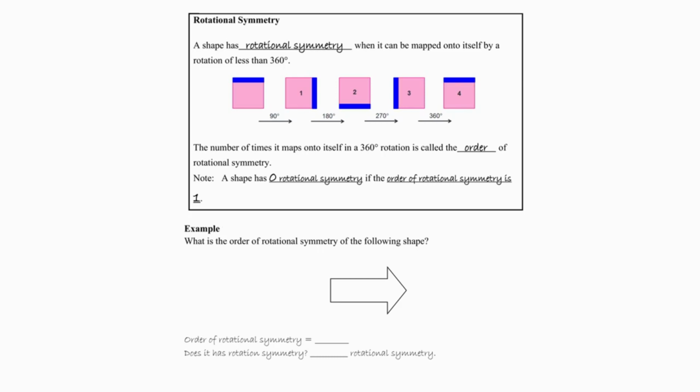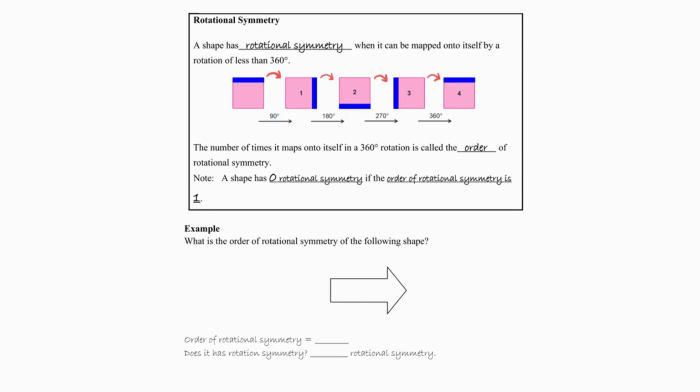and after rotating 90 degrees, and rotating 90 degrees and 90 degrees and 90 degrees, we realize that it is able to look like itself 4 times. So in this case, the order of rotational symmetry for this is 4. And if a shape has no rotational symmetry, the order is equal to 1, because at the end of the day, when we have rotated it for 360 degrees, it will go back to its shape.